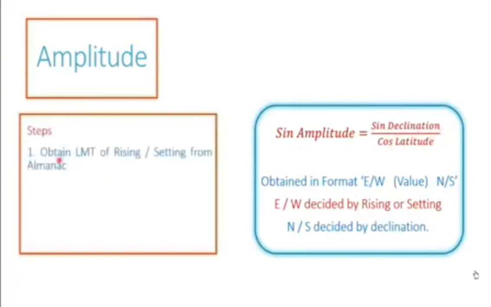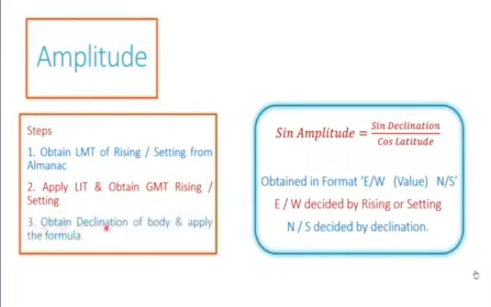So what we do is we first obtain the LMT of rising or setting of the body from the almanac. Then we apply the longitude in time. The longitude is provided to us, so we divide it by 15. That gives us the longitude in time, and we apply it to the LMT to obtain the GMT of rising or setting. Once the GMT is obtained, with that GMT we can easily enter into the almanac and get the declination of the body, and this can then be used in the formula. So these are the steps which are involved in the amplitude calculations.